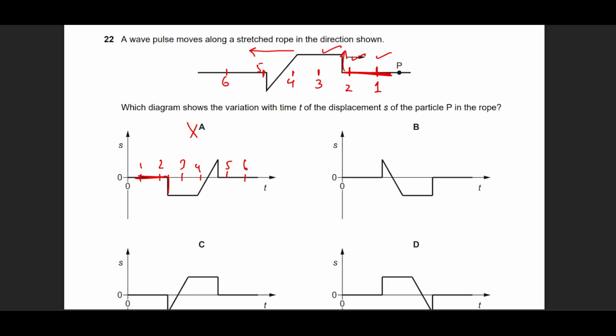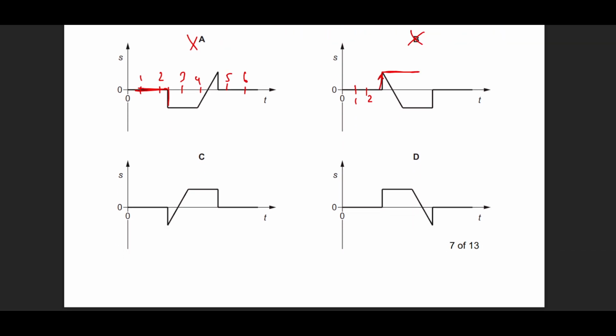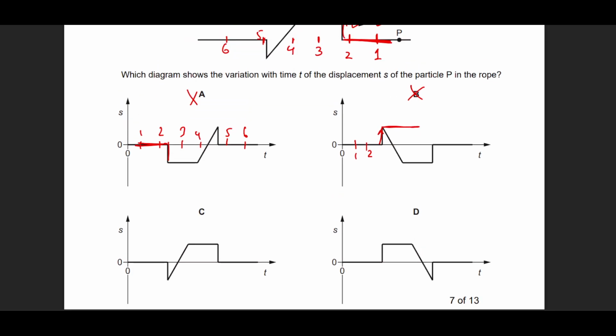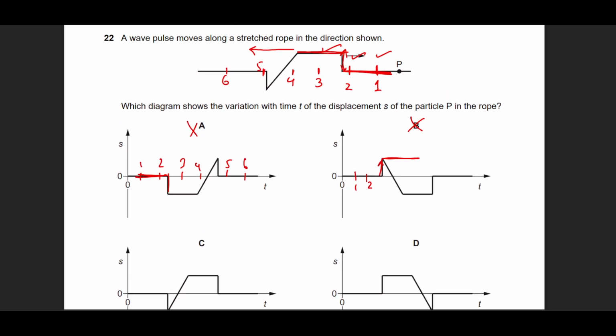Part B. Okay, fine. P moves up, right? So this is 1, this is 2. P goes up after 2 seconds. Okay, fine. But then it maintains a certain height. It should maintain a certain displacement. It fails to do so. Option B cancels out.